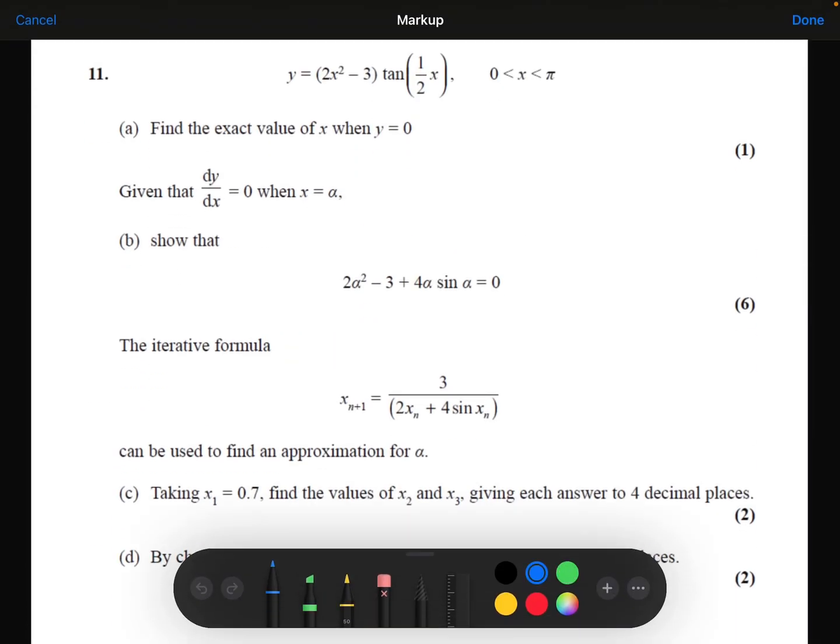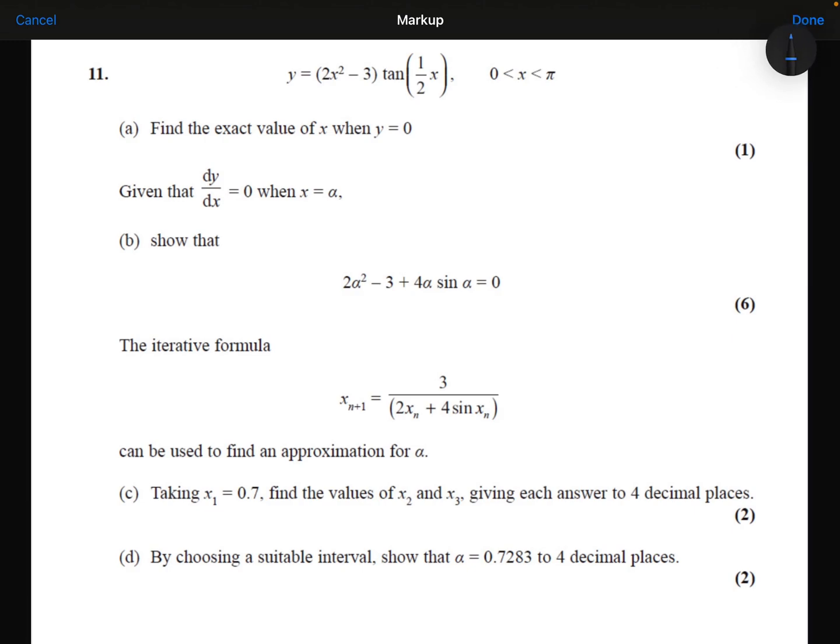We are then told that the iterative formula x n plus 1 equals 3 over 2 x n plus 4 sine x n can be used to find an approximation for alpha. Taking x1 is equal to 0.7, find the values of x2 and x3, giving your answers to 4 decimal places. So, to find x2, I'm going to substitute 0.7 in instead of the x n. So I would do 3 divided by 2 times 0.7 plus 4 times sine of 0.7. When I put that into my calculator, I find that x2 is equal to 0.7544, correct to 4 decimal places.